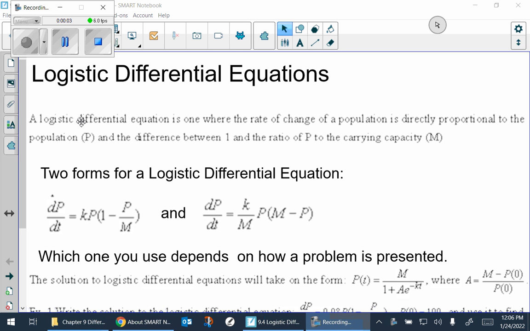The final lesson of Chapter 9, Differential Equations, is logistic differential equations. Now, this is something that is unique to BC that we didn't cover in AP.